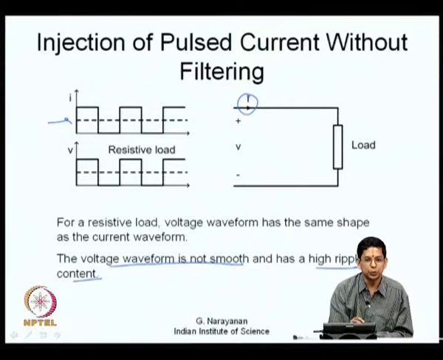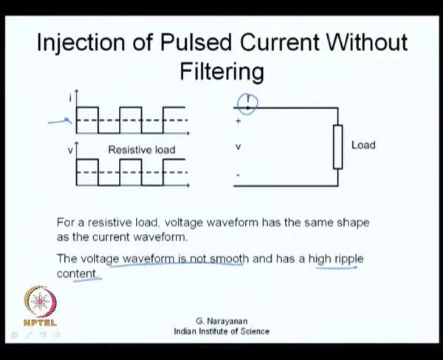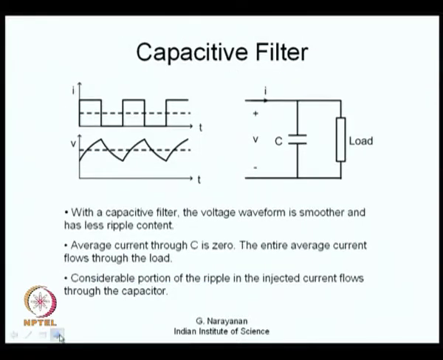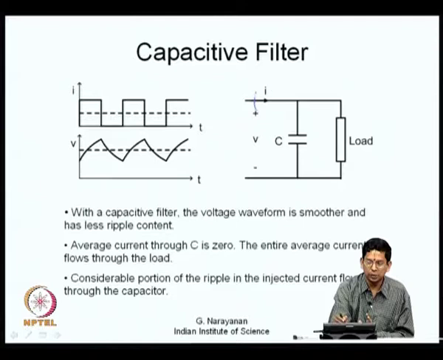So, we want to address this issue. We want the voltage waveform to be smoother and have a lower amount of ripple content. So, what do we do? In the earlier scenario, when we applied voltage pulses and wanted a smooth current, we had an inductive filter. Now, we are injecting current pulses and we want the voltage to be smoother. Therefore, we connect a capacitor across the load. With a capacitive filter, the voltage waveform is now much smoother, as shown here. This is a typical first order response, if you take it as a resistive load. It is much smoother than what it was. You still have ripple, but it is much less than earlier.